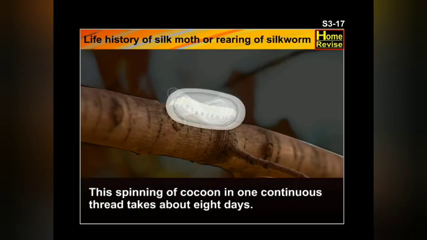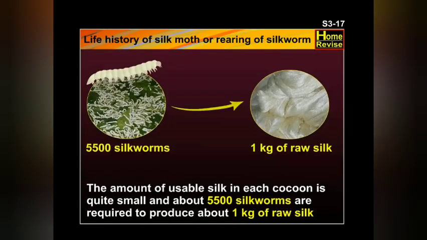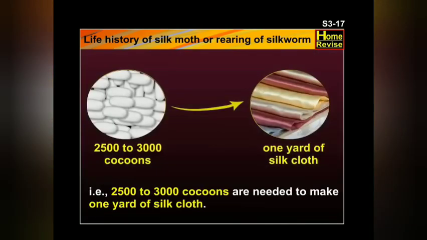The spinning of cocoon in one continuous thread takes about 8 days. The amount of usable silk in each cocoon is quite small, and about 5,500 silkworms are required to produce, you know how much? About 1 kg of raw silk. That is, 2,500 to 3,000 cocoons are needed to make 1 yard of silk cloth. No wonder it is so expensive.